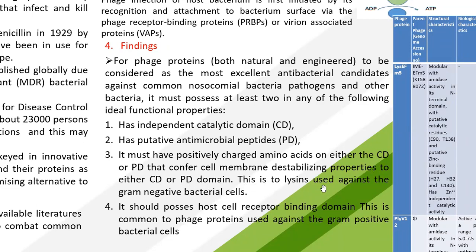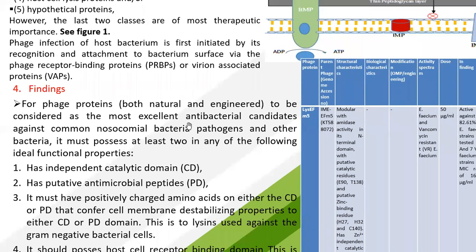And this is to lyse bacteria. The third property is a positive charge, mostly found in phage proteins that act on gram-negative bacteria. And lastly, it should possess host cell receptor binding proteins, which are commonly found in phage proteins used against gram-positive bacteria.